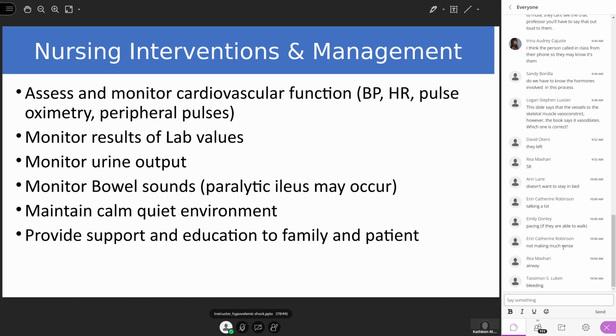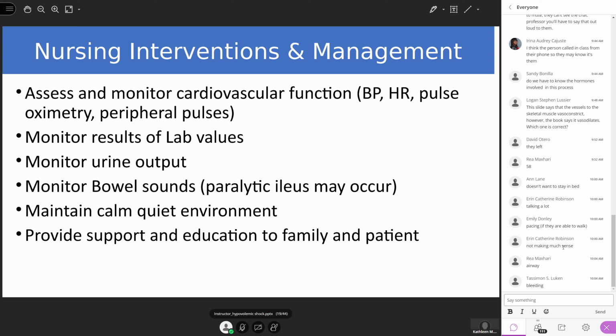Monitor urine output. We've spoken about that. Monitor bowel signs. A paralytic ileus may occur, which I talked about, because there's lack of perfusion to the abdomen. And when I'm talking here, it sounds like it's all emergent, but sometimes this is not emergent. Somebody's, like I said, in that early stage.